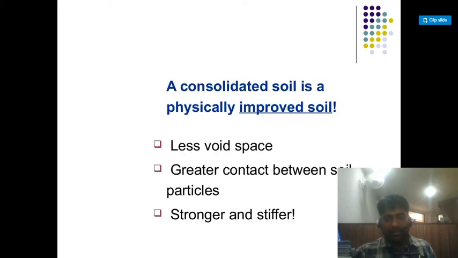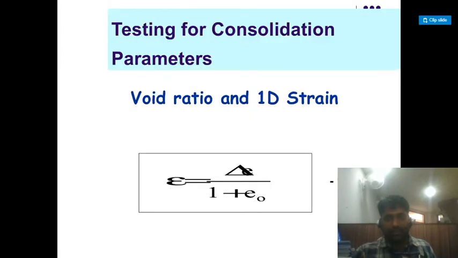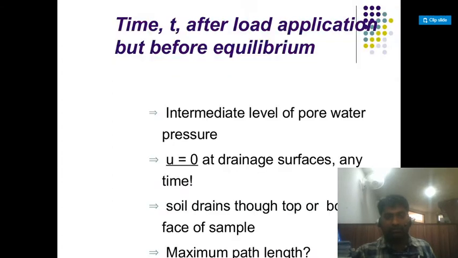A consolidated soil is a physically improved soil, with less void space and greater contact between soil particles, so it is stronger and stiffer. Testing for consolidation parameters: void ratio and 1D strain. Epsilon is equal to delta e over 1 plus e naught. You all might have gone through this equation when you learned the chapter of consolidation.